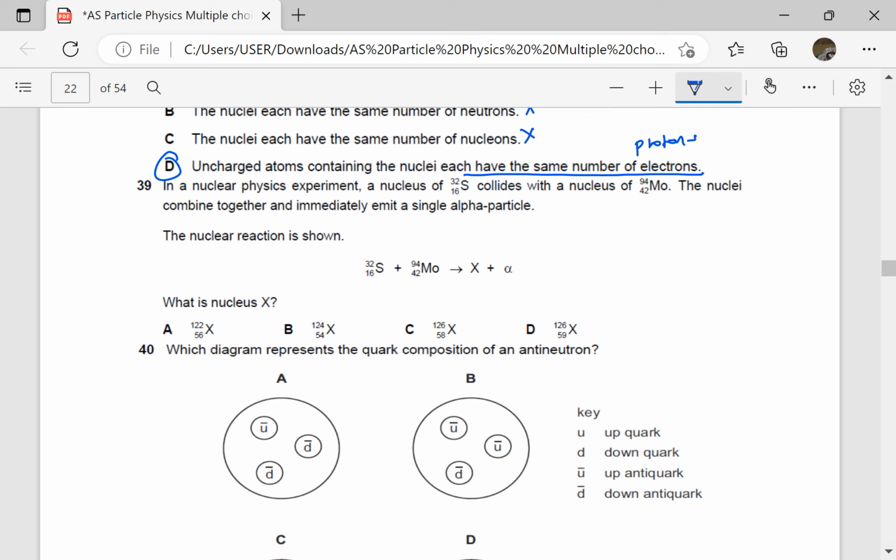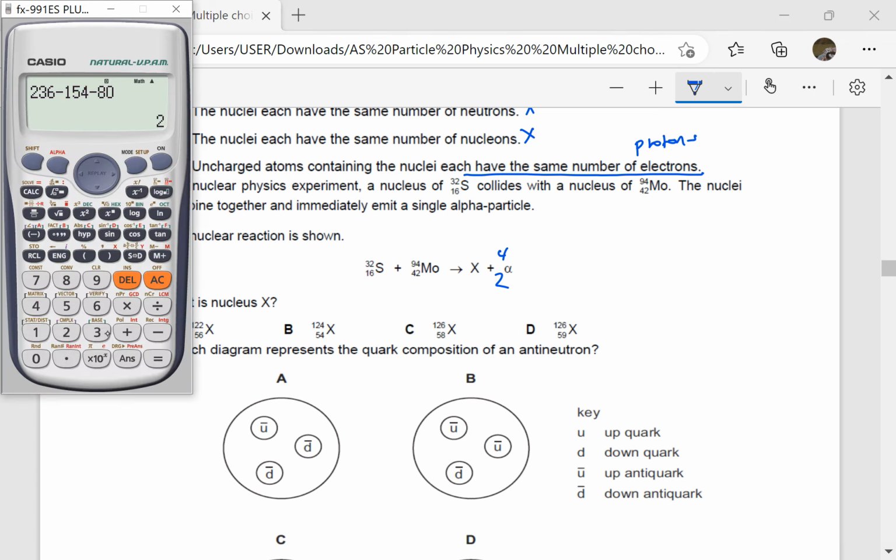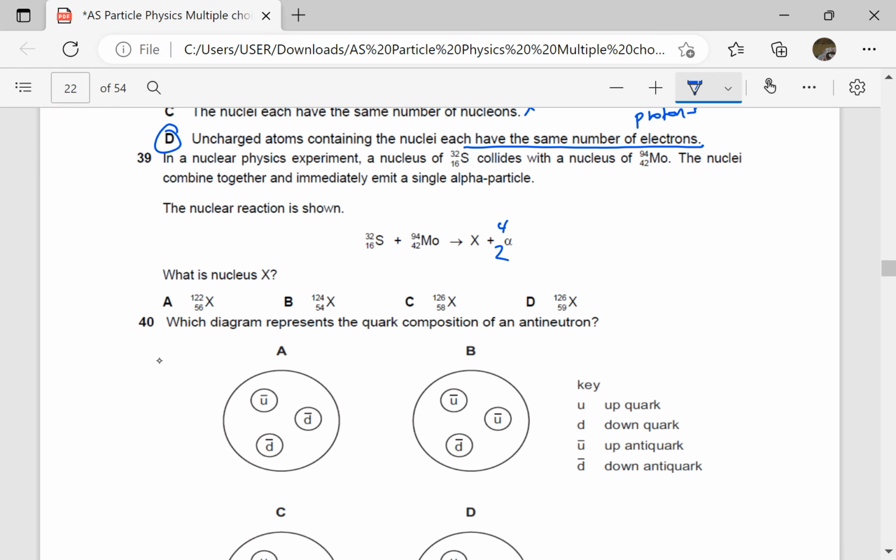In a nuclear physics experiment, a nucleus S-32-16 collides with a nucleus of Mo-94-42. The nuclei combine together and immediately emit a single alpha particle. The nuclear reaction is shown here. What is X? So alpha particle is 4, 2. So the nucleon number on the left hand side is 32 plus 94, and we subtract 4. So that is 122. So proton number is 1, nucleon number is 122. So these ones are wrong. So the answer is strictly A.